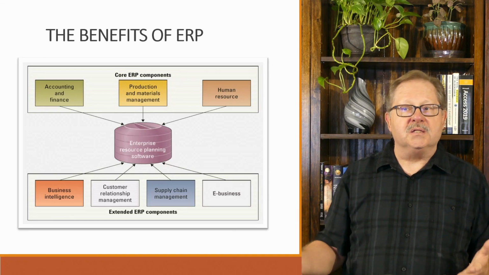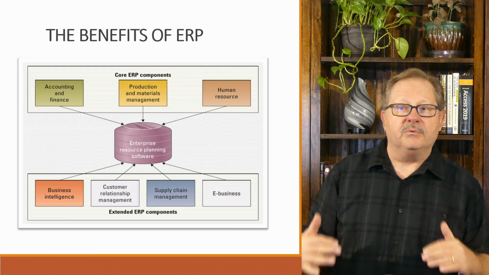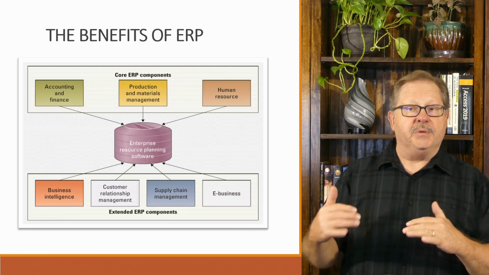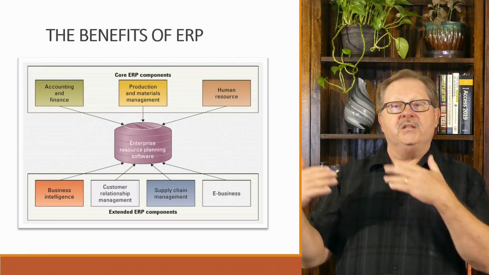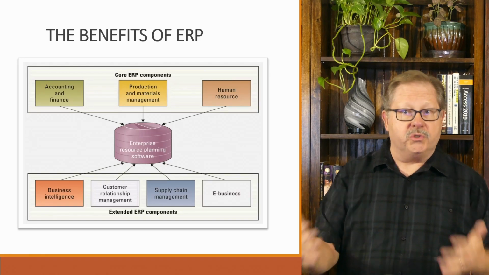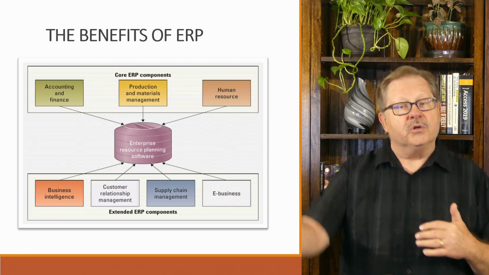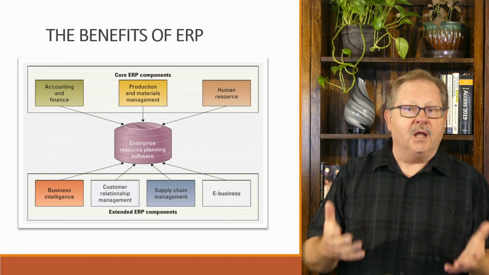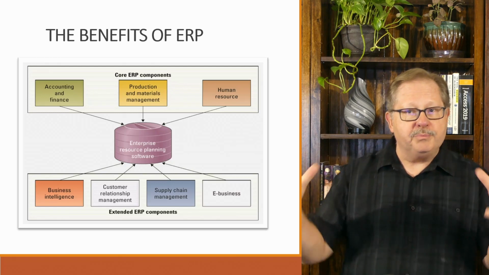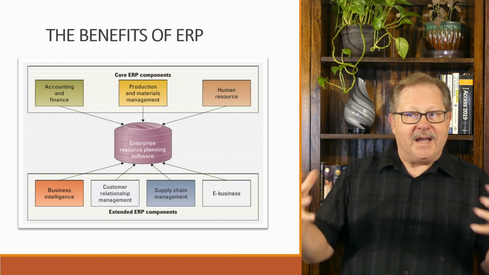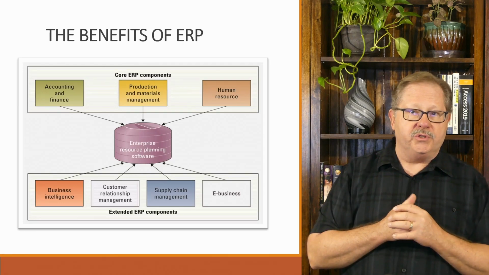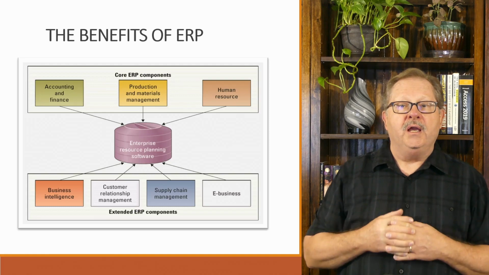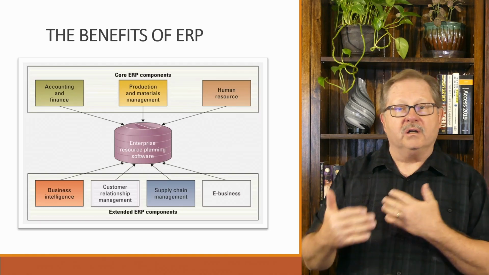Those are the core pieces. Extended components are comprised of business intelligence, the customer relationship management that we've talked about in other videos, the supply chain management that we've also talked about in other videos, and of course, e-business, your electronic commerce or your online commerce. All of those pieces are attached also to the enterprise resource planning software so that it can get feeds from all those as well and become part of the whole.